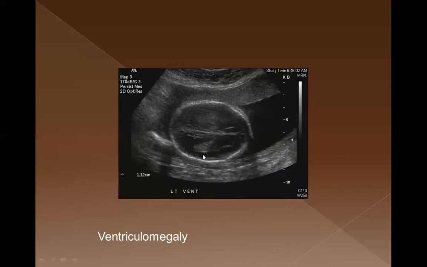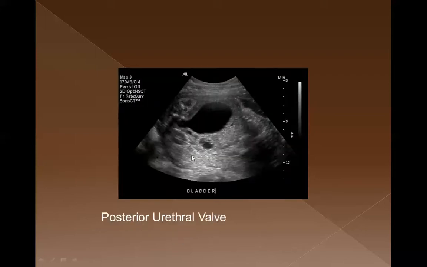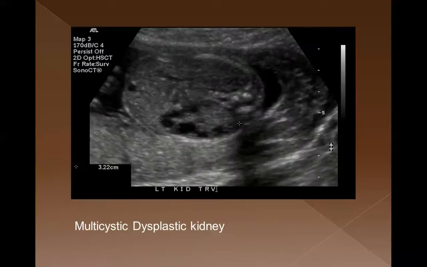Here is ventriculomegaly, the one marked. Here is posterior urethral valve, and see the distension of the bladder of the fetus. This is one of the examples of abnormality that could be detected by the ultrasound. Here is multicystic dysplastic kidney, see here multicystic dysplastic kidney.